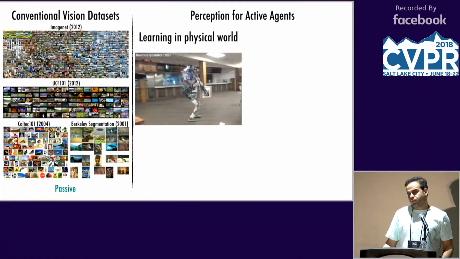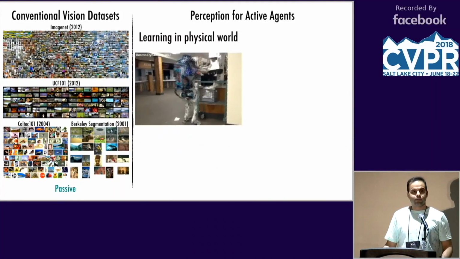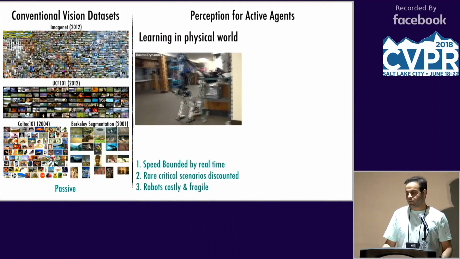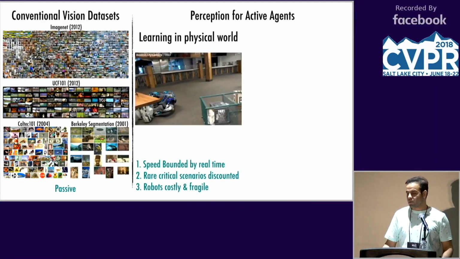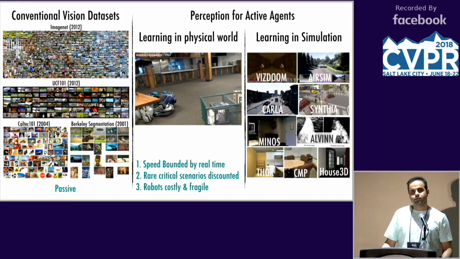So you could learn perception with a physical agent in the physical world with an onboard camera. This approach has some drawbacks, like learning speed is bounded to real time, obviously, and important critical events like a car crash cannot be freely repeated, and working with robotic hardware is often time consuming. This has given rise to learning in simulation as an alternative approach.